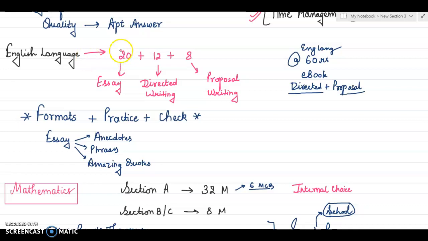Now for English language, the marks distribution is 20 plus 12 plus 8. 20 marks is for your essay writing, and you have 6 options: descriptive, composition, argumentative, short story writing. So you have to decide which essay you should attempt and in which you are proficient. Directed writing is of 12 marks. The syllabus is also mentioned in your circular. You can go and check it out, like the SOPs, film review, book review, and so on.